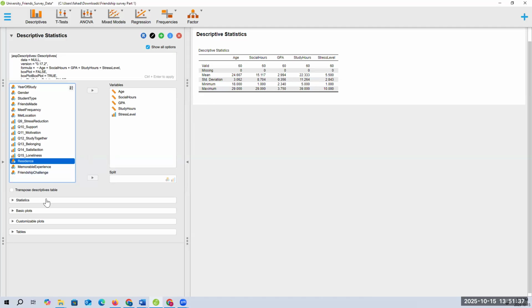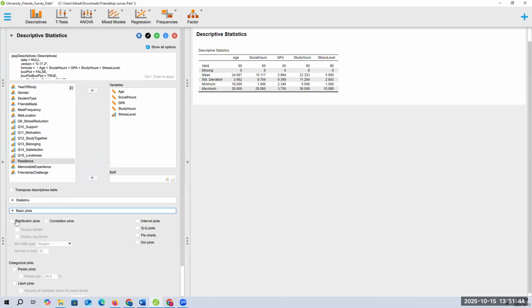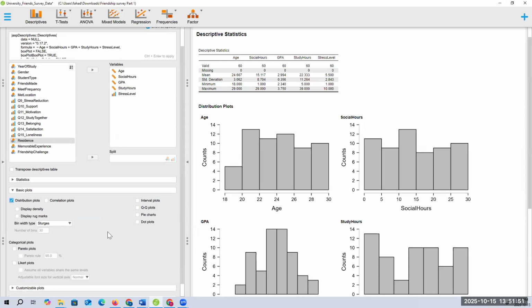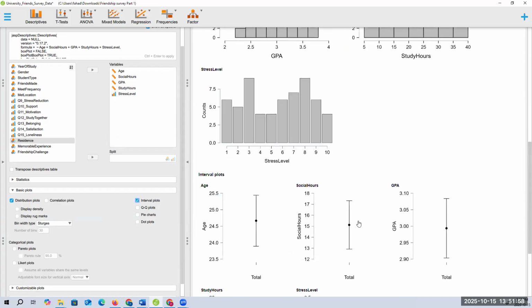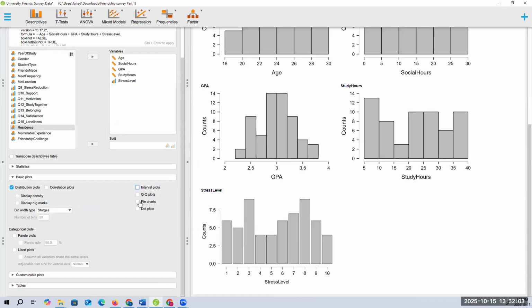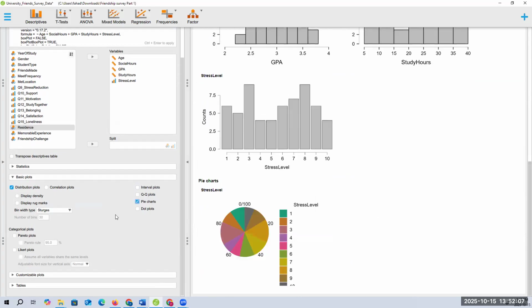So if you want to do some basic plots, you can have distribution plots over here. So here we see some distribution plots up here. You could do some interval plots. I'm not sure what this means in terms of interval plots. You can do some pie charts. Pie charts are interesting. And you can also look at customizable plots.